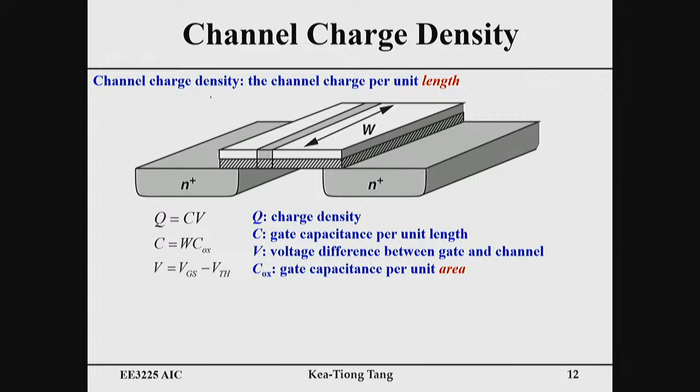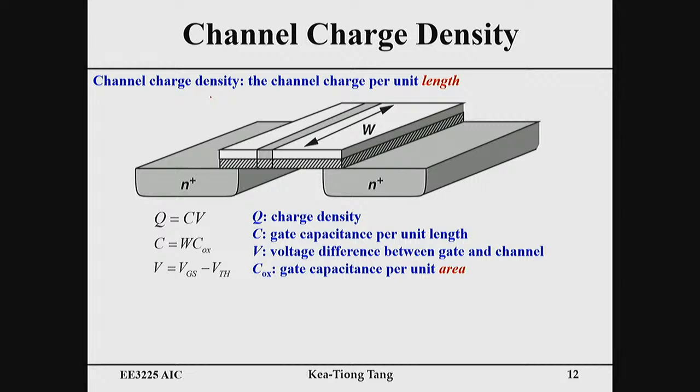If we go from here, the source side, to the drain side, for one unit length, how much is the charge underneath this length? This is what we call channel charge density. It's defined as the channel charge per unit length. How much is it? Actually, we have to see two things.